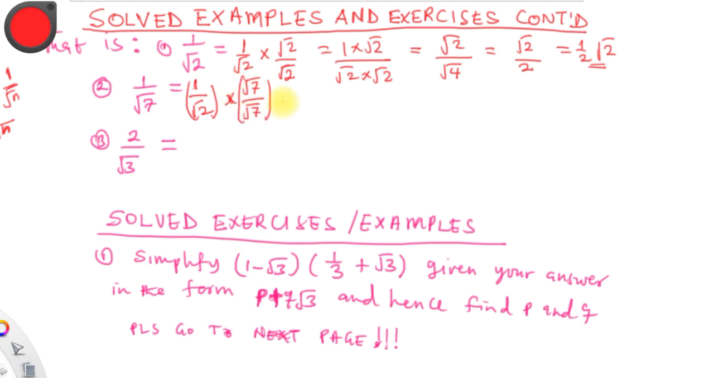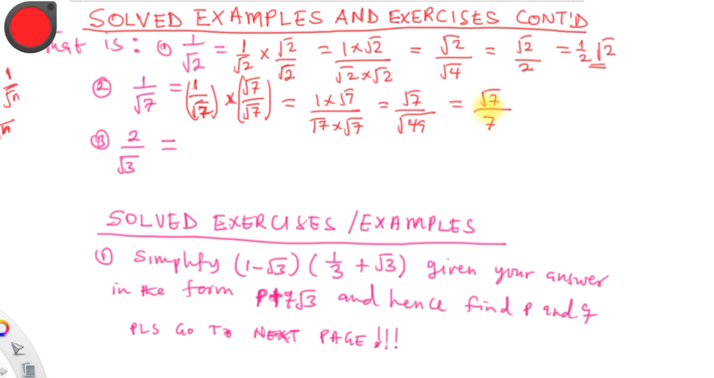Multiply the numerators together: 1 times square root of 7. Sorry, this is 7, I made it 2. So the denominator is square root of 7 times square root of 7. 1 times square root of 7 gets square root of 7, all over square root of 7 times square root of 7, which is square root of 49, 7 times 7, put in one square root. What is square root of 49? So we get square root of 7 divided by square root of 49, which is 7.